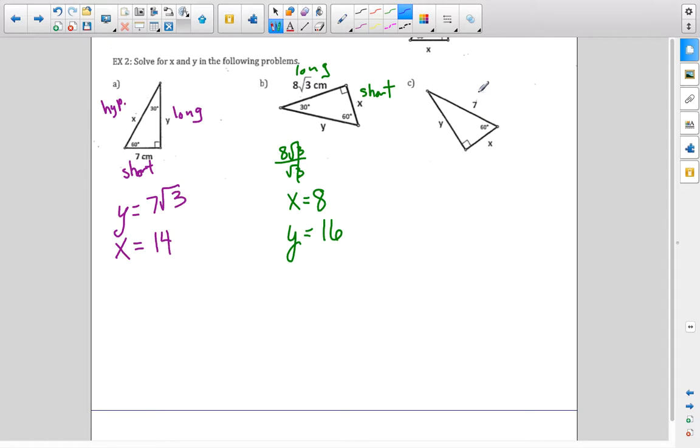Okay, on the next one, now I have the hypotenuse. Okay, so this is the hypotenuse, and I know the short leg is going to be half of it. So x is 7 divided by 2.